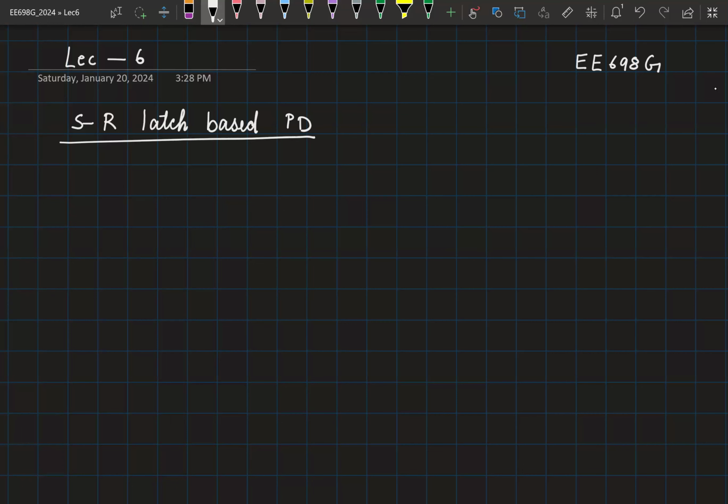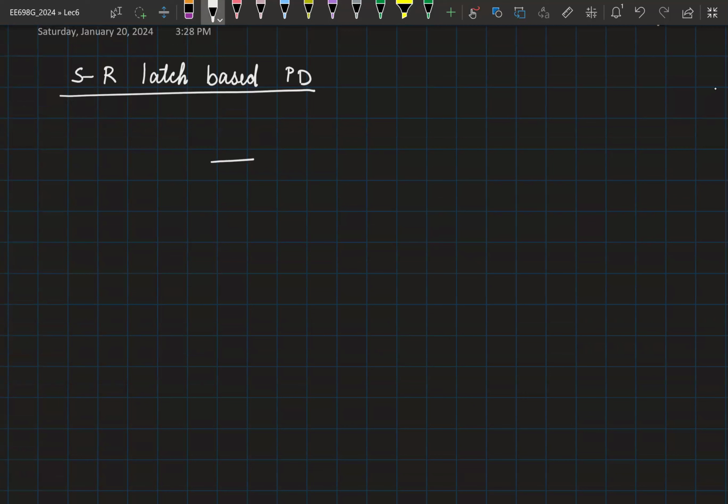So we constructed an SR latch based on 2 NOR gates. It can be done by NAND gates also. And then you should be able to configure it to act as a PD. It was one of the questions I thought I should give you for an exam. I came prepared.